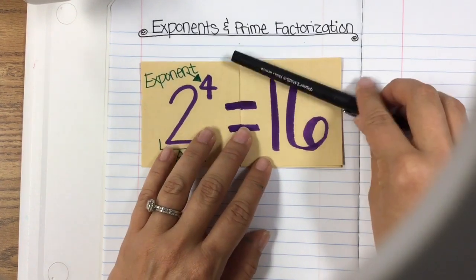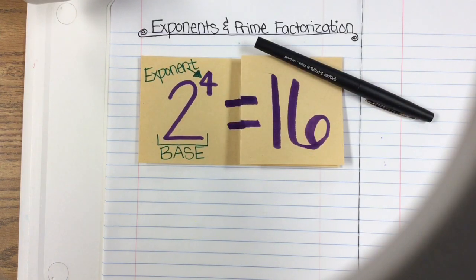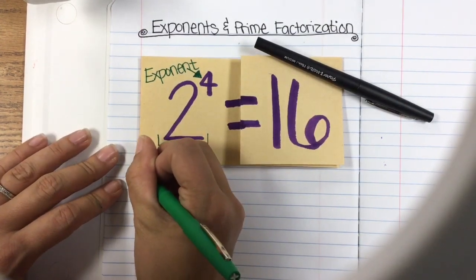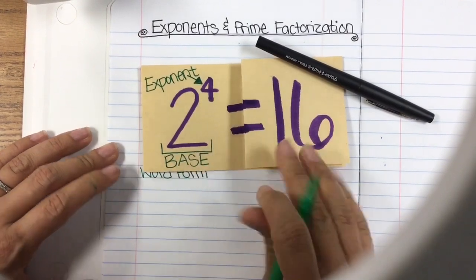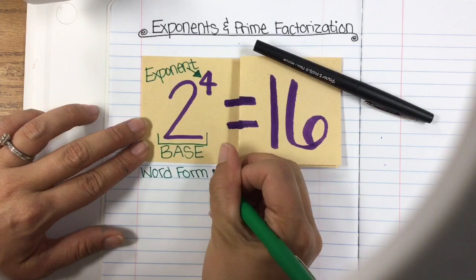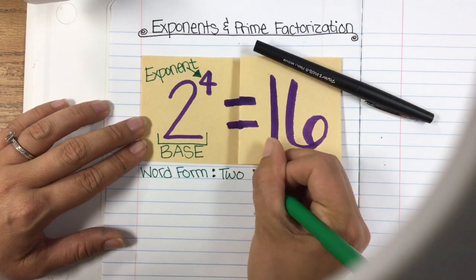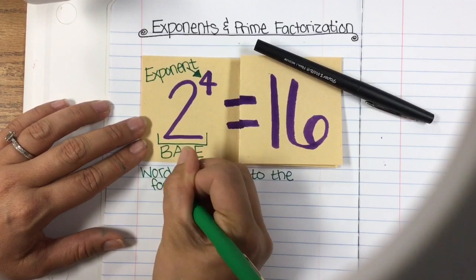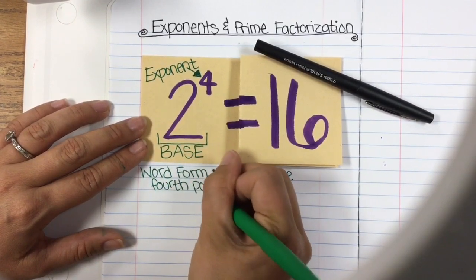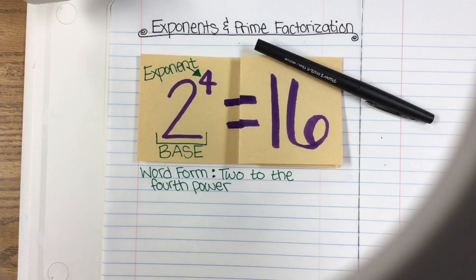I want you to add one more thing for me, please. And that's going to be the word form of this. We're going to add a few little things to the bottom of this once you get it glued in. The first thing you're going to say is word form. I didn't actually glue mine, so it's moving for me. Okay. Word form is 2 to the 4th power. 2 to the 4th power.